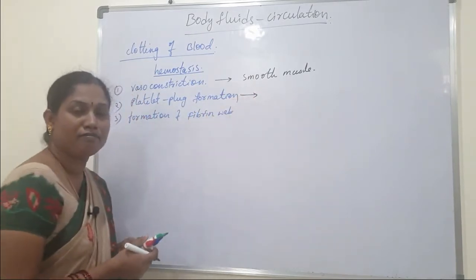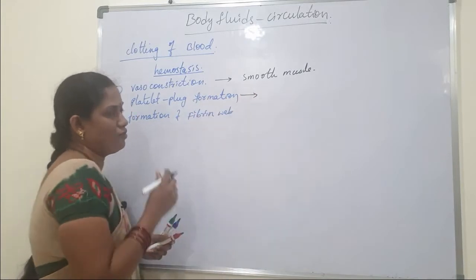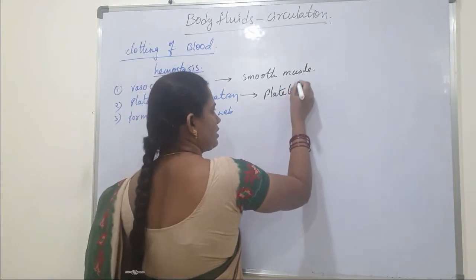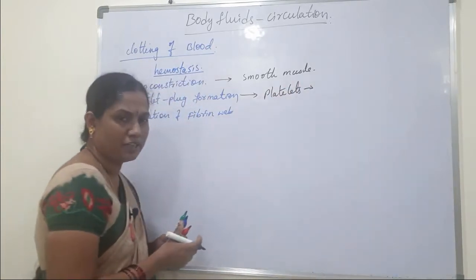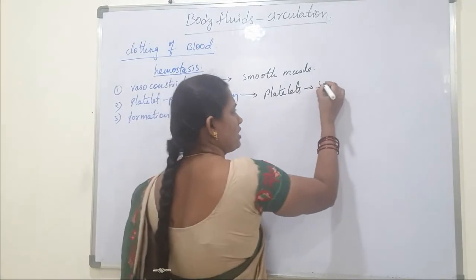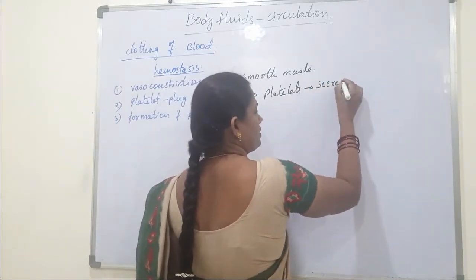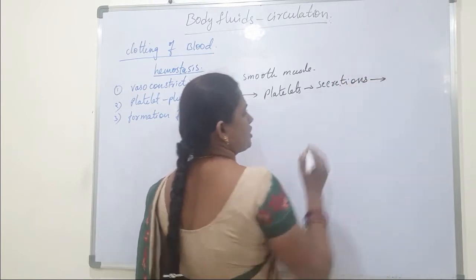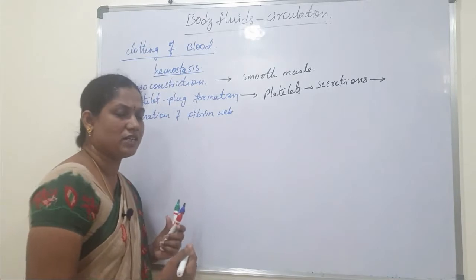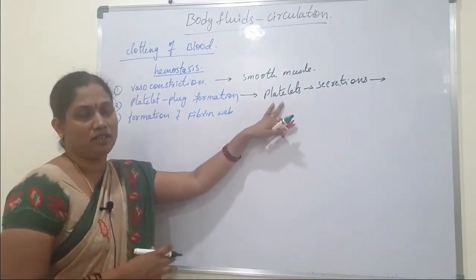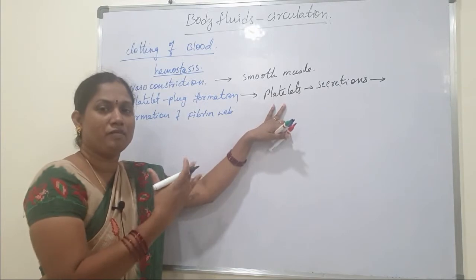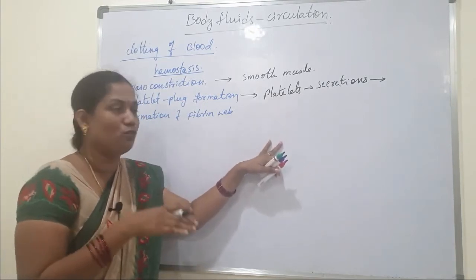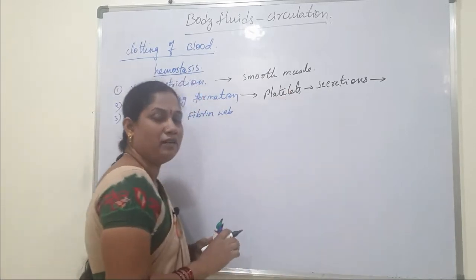Next, platelet plug formation. It means if any injury takes place, as a result the platelets are activated. They release some secretions. With the help of these secretions, the platelets become sticky. So they attach to each other to form a plug-like structure. That plug completely closes the wound. That is called platelet plug formation.